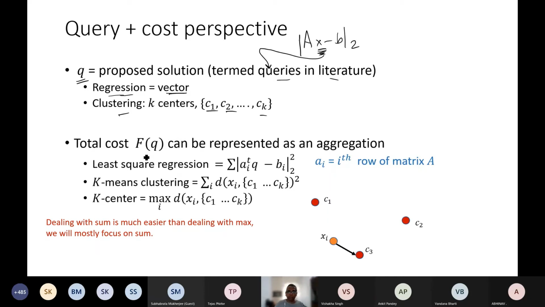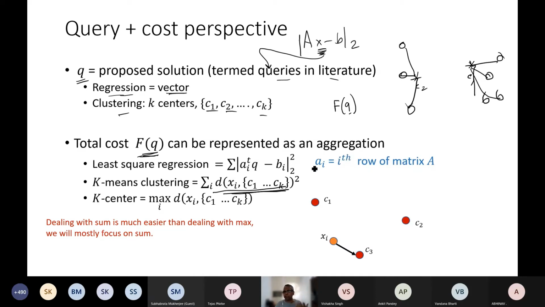What is the cost? For every query, there's a cost that is defined. I write down the cost as f of q, the cost of the query q. Let me talk about the k-means setup. In the k-means setup, we have the points, and the query is the two centers, C1 and C2. The cost of this query is basically assigning everybody to the closest center, and then you sum up all the costs. This is the k-means clustering cost. What we will say is that the total cost of a query, for any query, can be represented as an aggregation of the costs by individual data points. What is this aggregation?